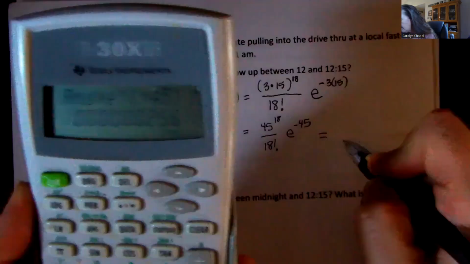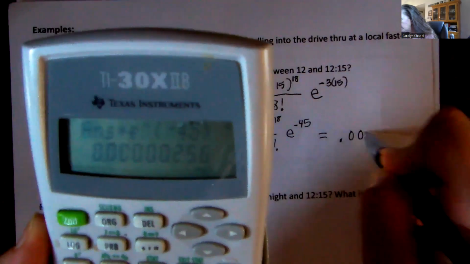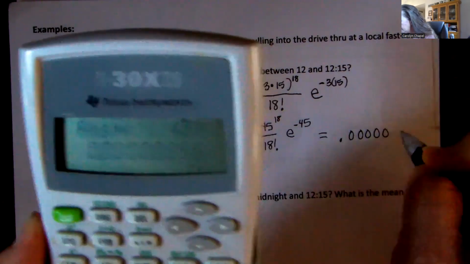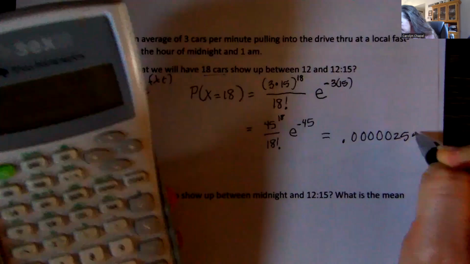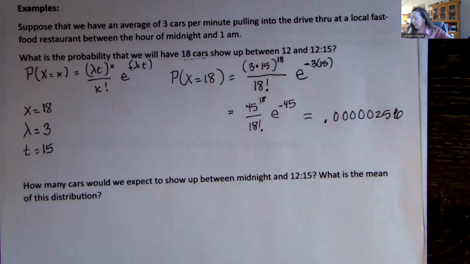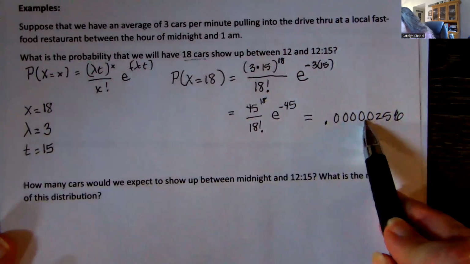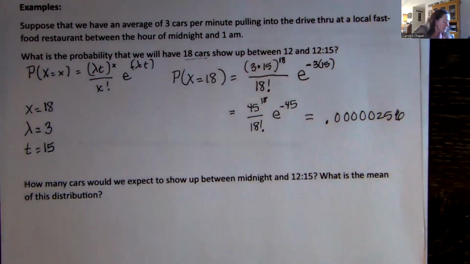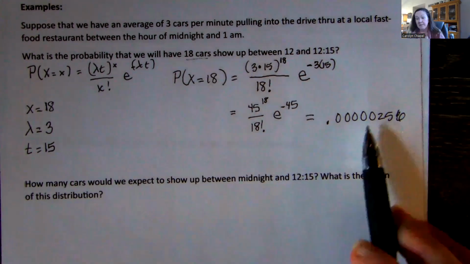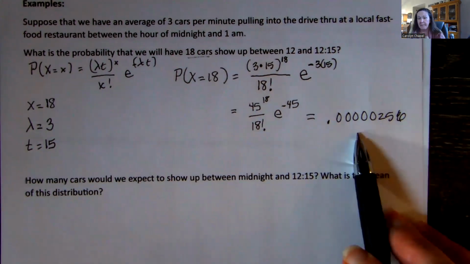And I get this tiny number. 1, 2, 3, 4, 5, and then 2, 5, 6. So if you were looking at this probability, the chances that we only get 18 cars in that 15-minute interval is very unusual, less than 0.05.